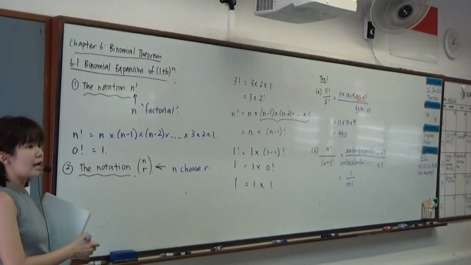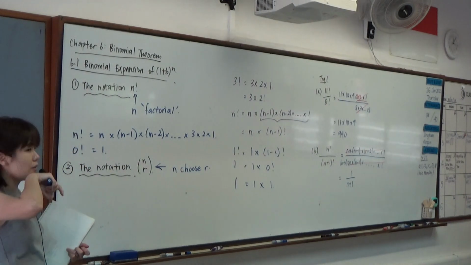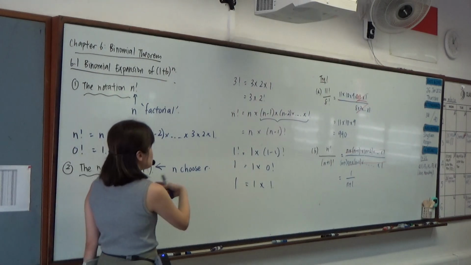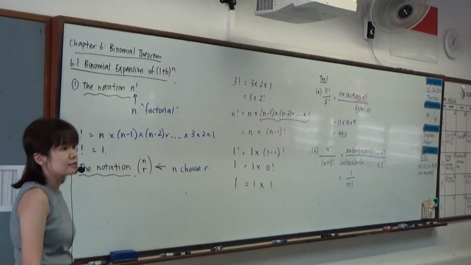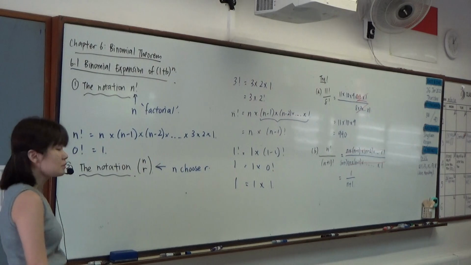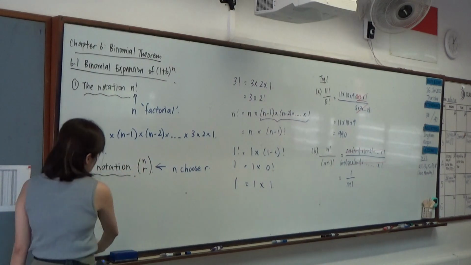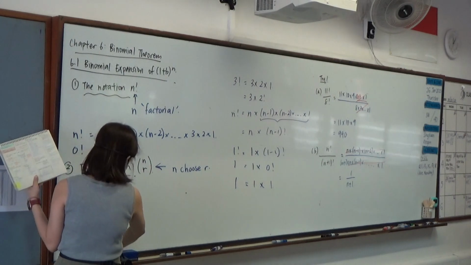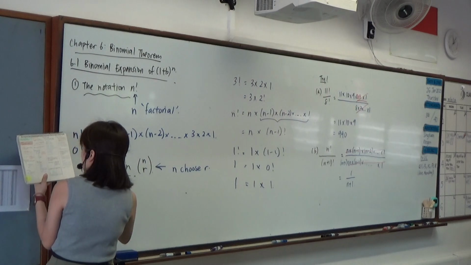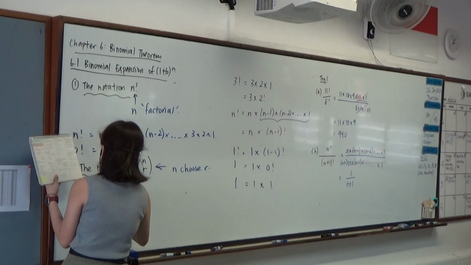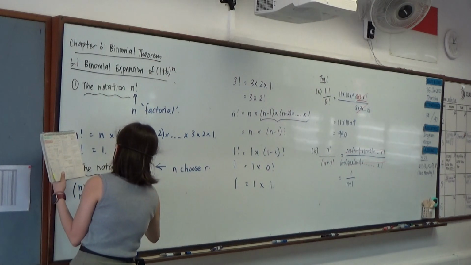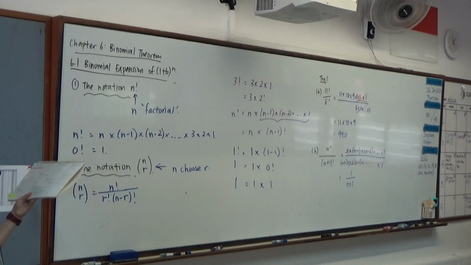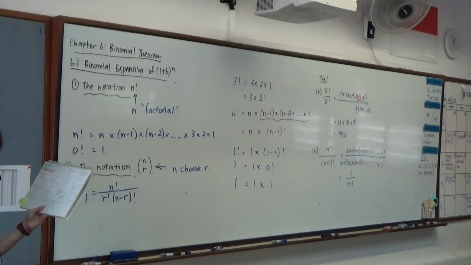Why do we call it n choose r? Later on, when you go to JC and learn combinatorics, with further study about probability and statistics, then you understand the idea of the n choose r method. So what does it actually represent? In your formula list in your exams, you will be provided the definition. So n choose r represents n factorial over r factorial times n minus r factorial.